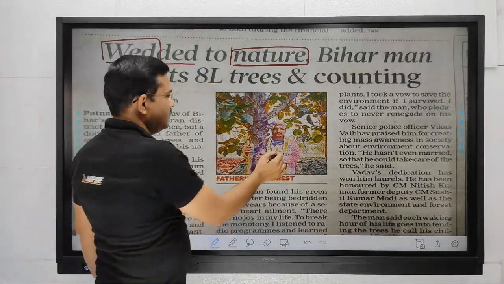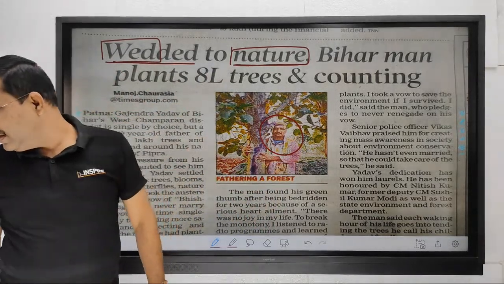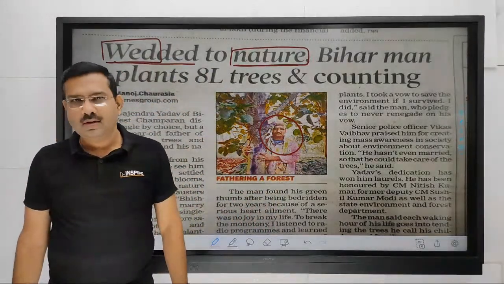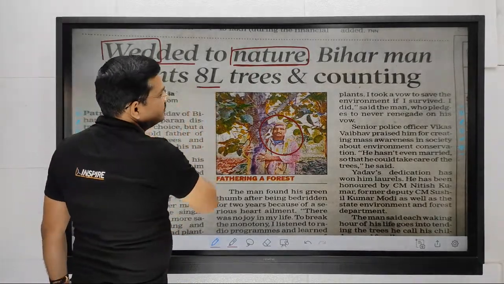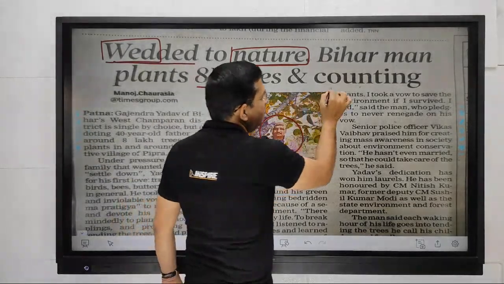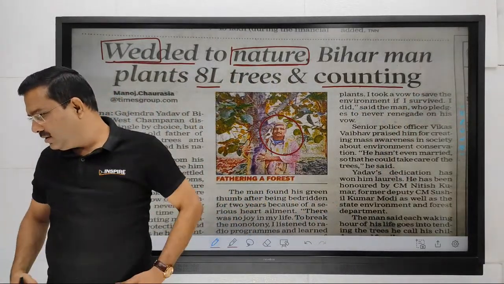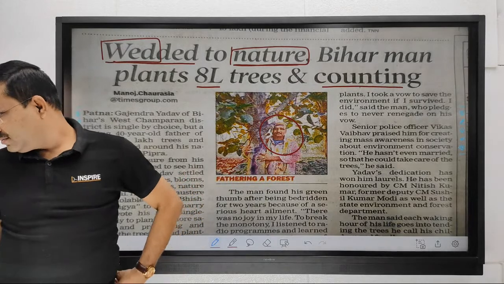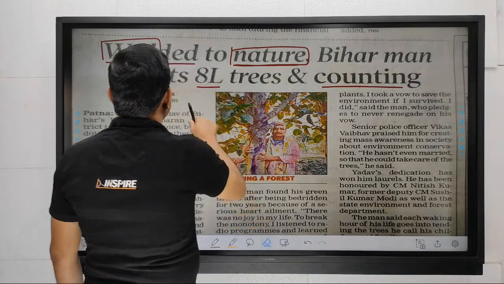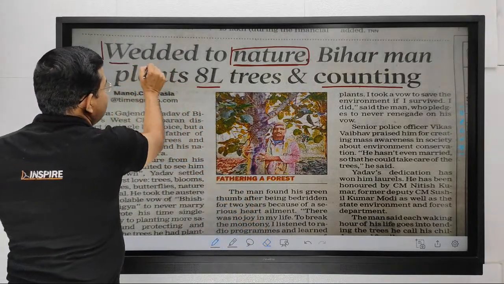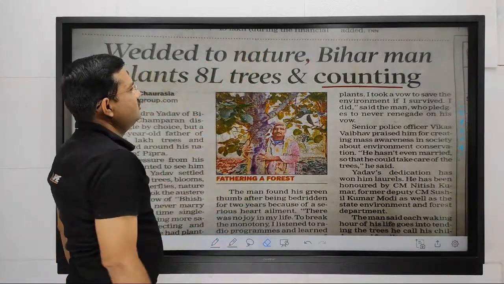There's a person, here it is. He wedded to nature. Whom did he wed? Wedded to nature. Bihar man plants 8 lakh trees and counting. Means he had already planted 8 lakh trees and still counting. Still he is planting trees. So wed means शादी करना. Wedded to nature. He married to or wedded to nature.